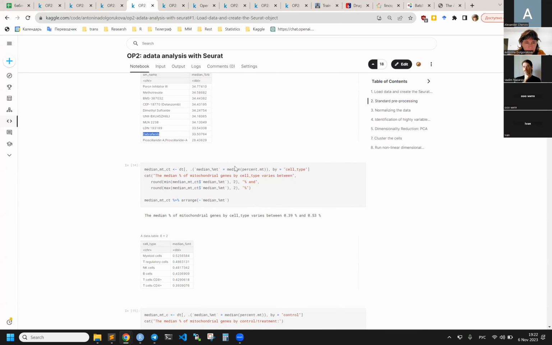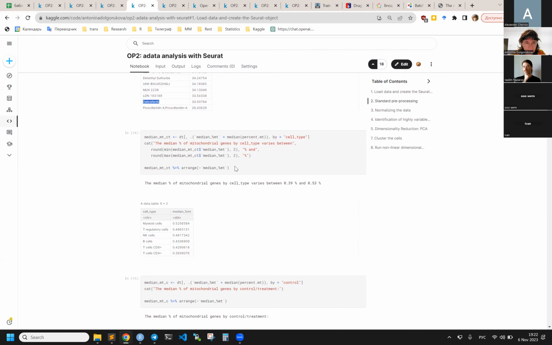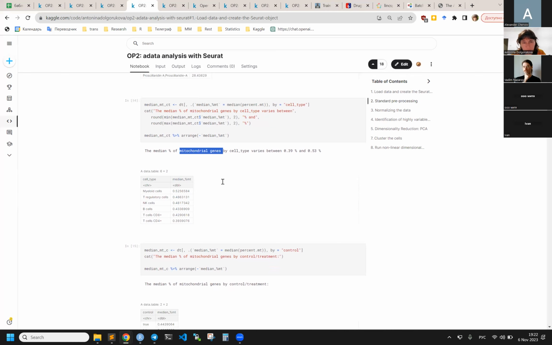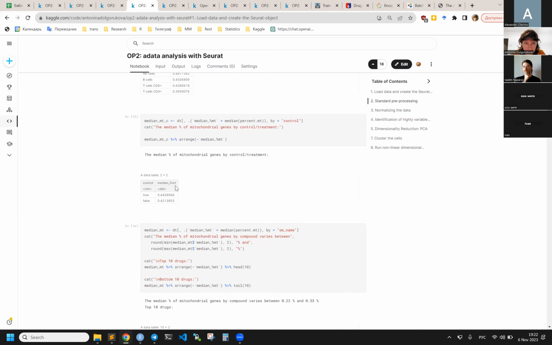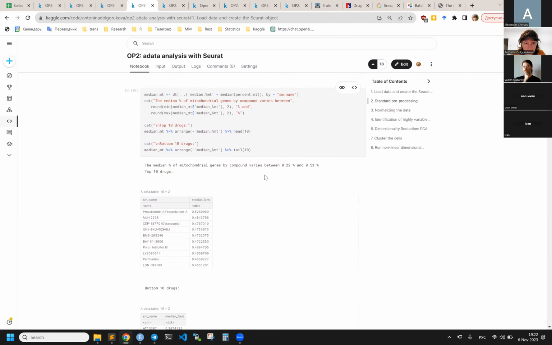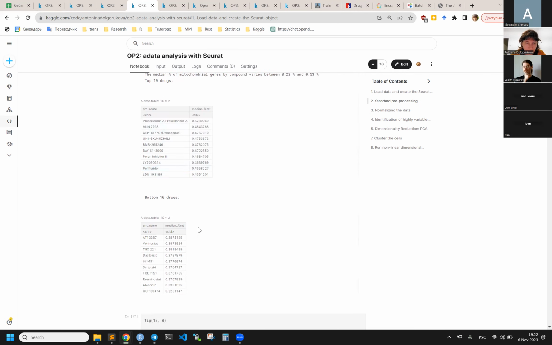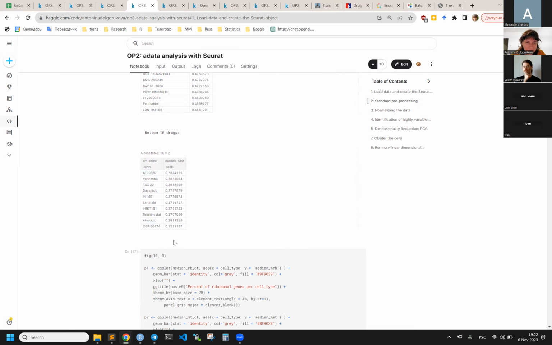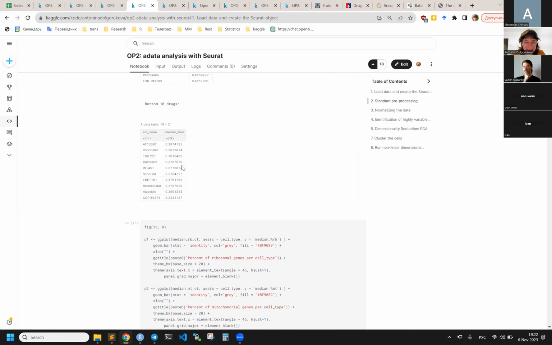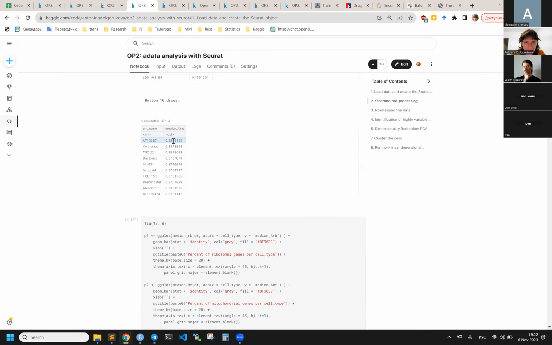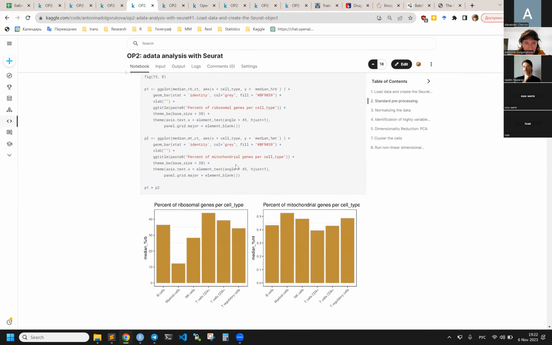This is the same for mitochondrial genes. Not so informative because we already saw they are very lowly represented. So I maybe just keep it as no difference again, and maybe it's not worth wasting your time looking at those drugs because the percentage is very little.